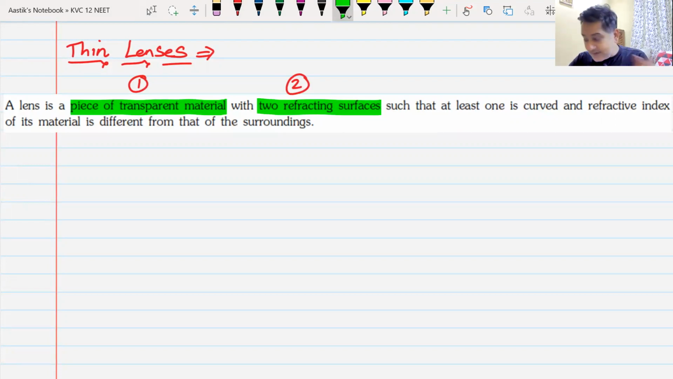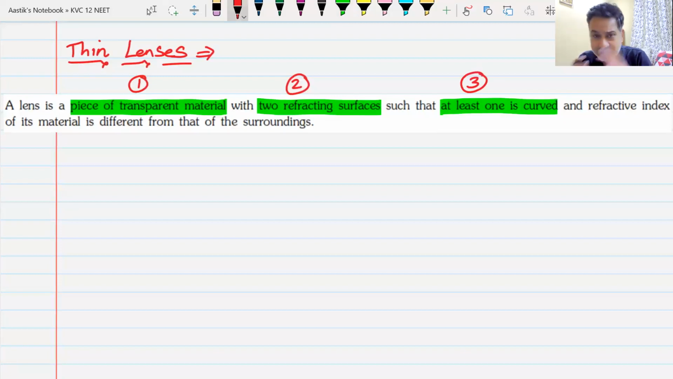The third point, as important as the first two, is that at least one of them must be curved. So if both of them are flat, plain, it is not a lens. At least one of them must be curved. That is point number three. So glass slabs, prisms, everything like that, do not fall in the category of lenses. Do we understand this? Everyone understands this?